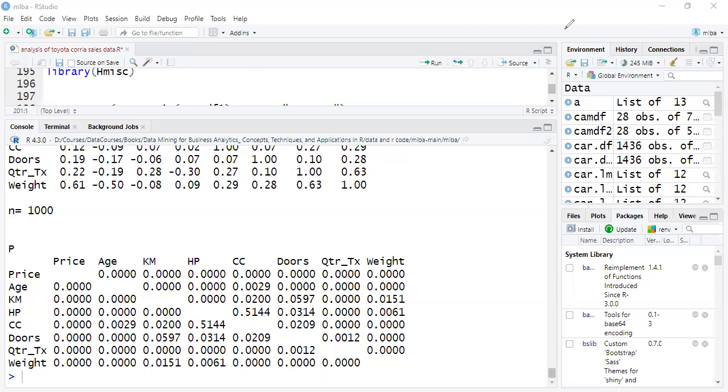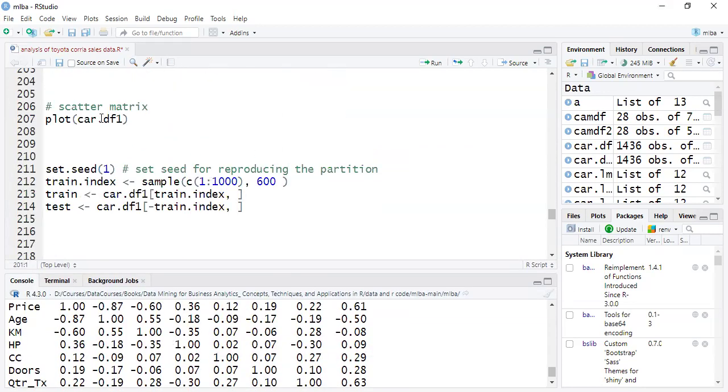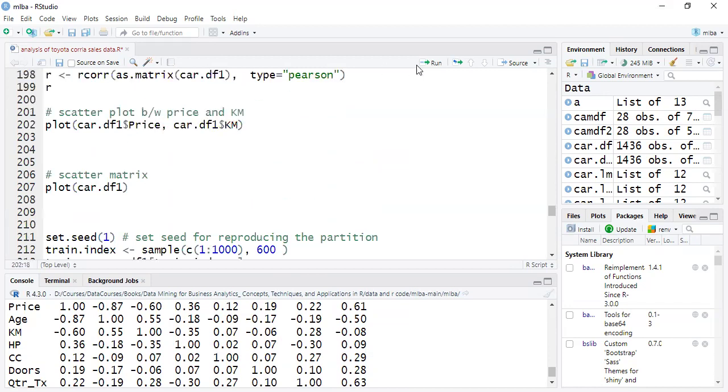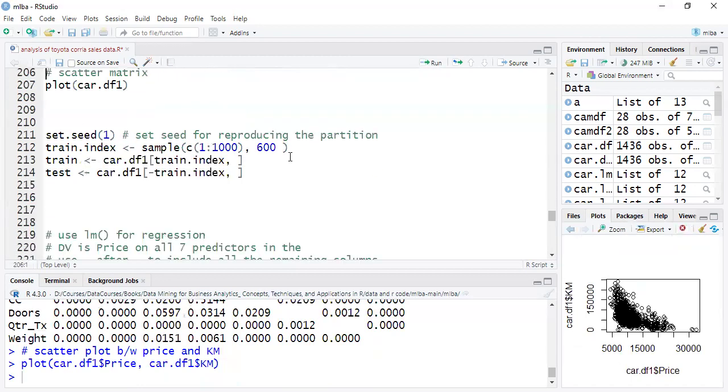Now we are moving towards predictive. Looking at the scatter plot, it is indicating that as price increases, the kilometers decrease, and vice versa. To make the regression model, we have to split the file into two segments. One segment is called training data, and the other segment is called testing data.